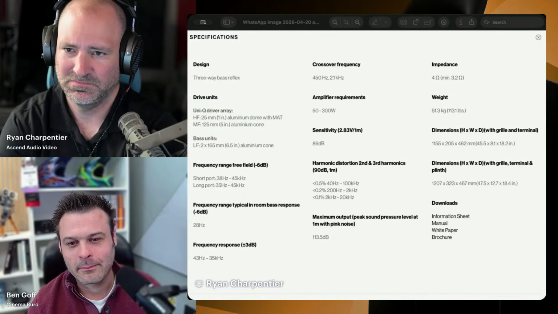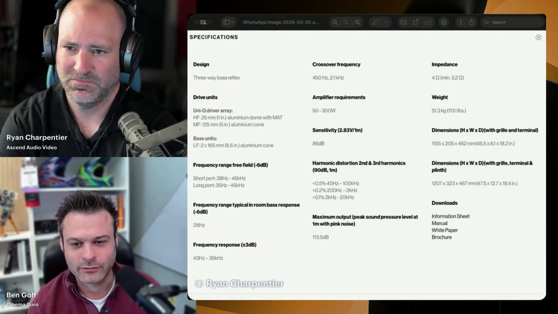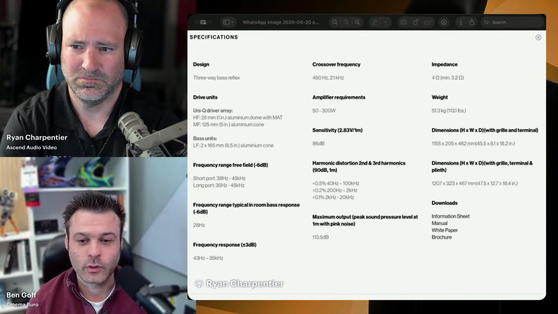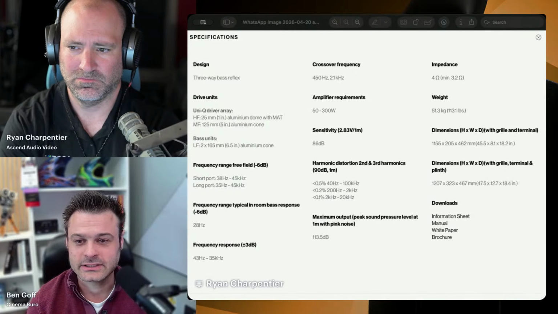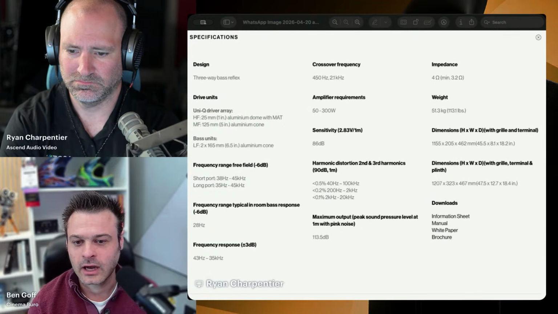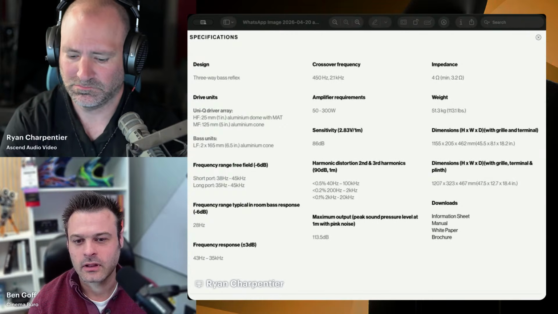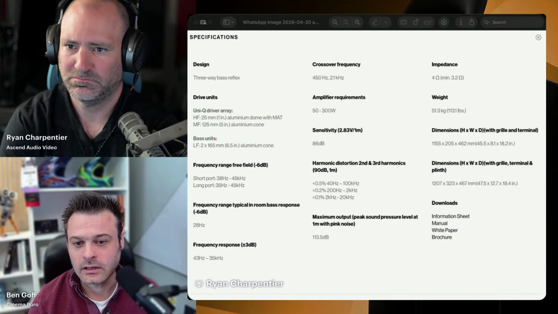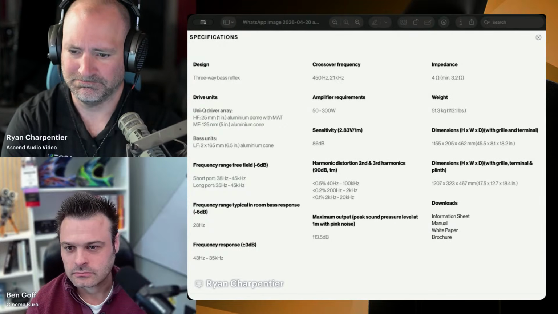So, maximum output, peak sound pressure level at 1 meter with pink noise. That's pretty cool. That's more useful than most, certainly in the hi-fi world, more useful than most data sheets, because they've clarified what they mean. If they had just put maximum output 113.5 dB, I would have no idea what it means. But they've told me it's a peak level, it's at 1 meter, and the test tone was pink noise.